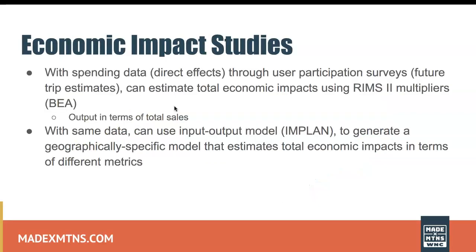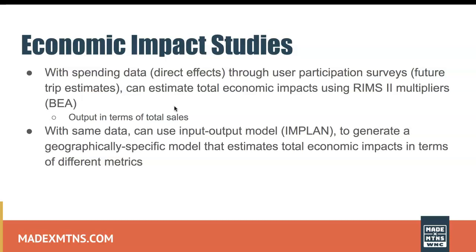And so there are different ways that you can look at conducting the impact study. Once you have the spending data, those direct effects, captured typically for tourist-based studies through user participation surveys, which is something that will be discussed later as part of this program, you can estimate total economic impacts using these RIMS II multipliers, which can be purchased through the Bureau of Economic Analysis. It's a fairly simplistic way of doing it, and the output is given in terms of total sales.